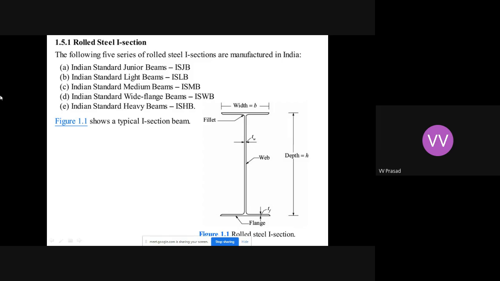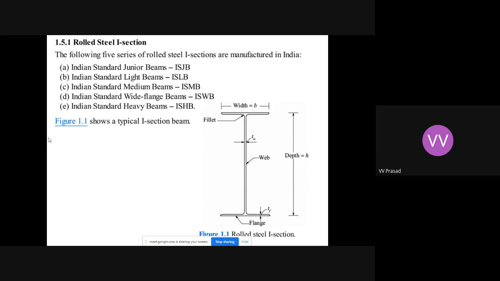Next, for example, suppose rolled steel I section. The abbreviation is ISJB. ISJB means Indian Standard Junior Beams. ISLB means Indian Standard Light Beams. ISMB, Indian Standard Medium Weight Beams. ISWB, Indian Standard Wide Flange Beams. ISHB, Indian Standard Heavy Beams. Depending upon the depth and weight of the section, these are different.